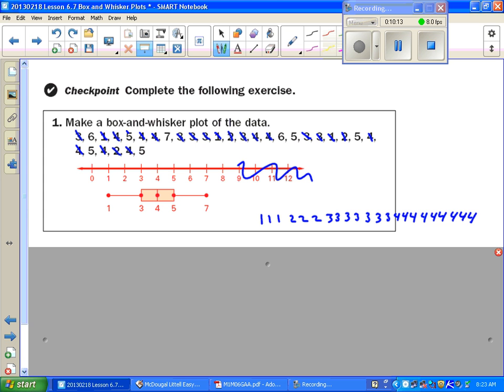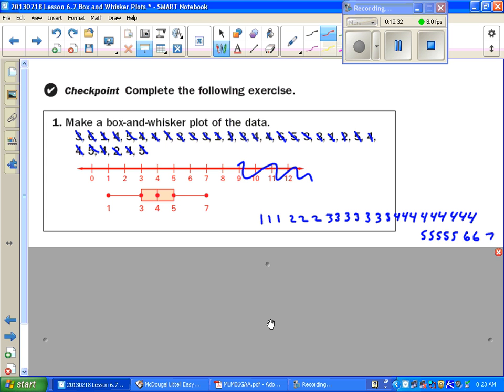Then how many fives do we have? 1, 2, 3, 4. There's 5 fives. How many sixes? 1, 2 sixes. And then how many sevens? There's only 1. So we need to find out how many values we have right here.